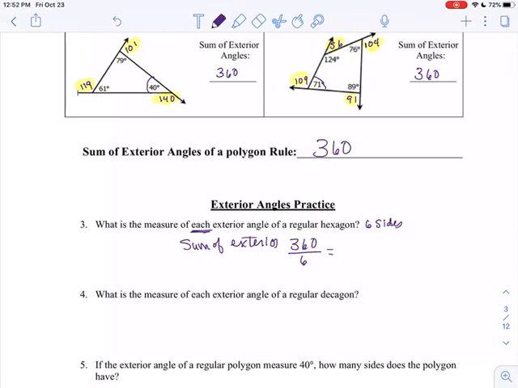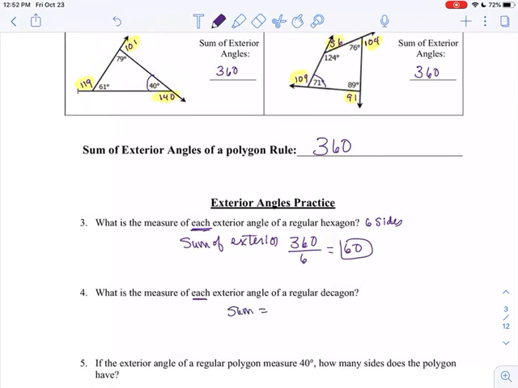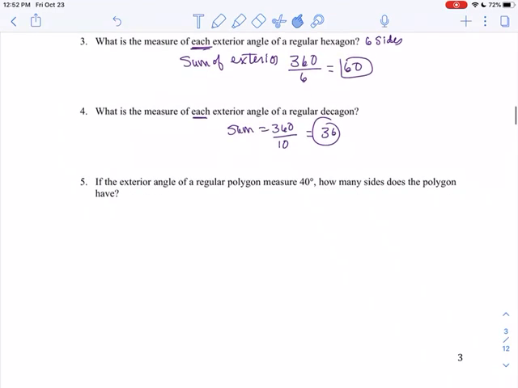And I want to find each exterior angle. This is a hexagon, and a hexagon has 6 sides. So I'm just going to take the sum of the exterior angles, 360, and divide it by 6. Each exterior angle would be 60 degrees. Not too bad. What is the measure of each exterior angle of a regular decagon? Again, the sum of all of them is 360. A decagon has 10 sides, so 360 divided by 10 is 36.